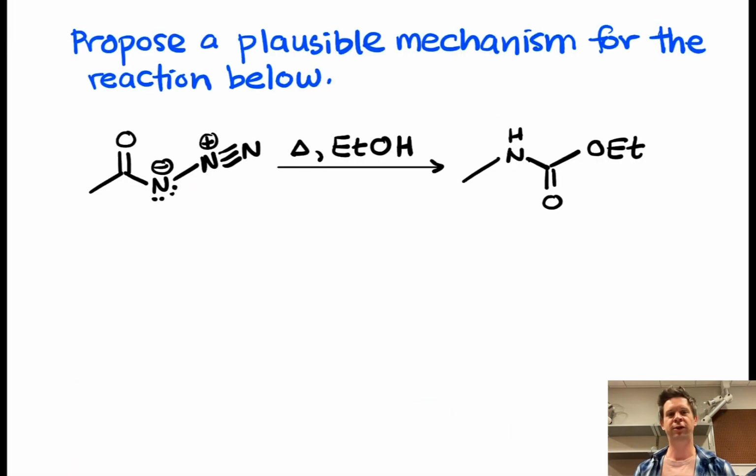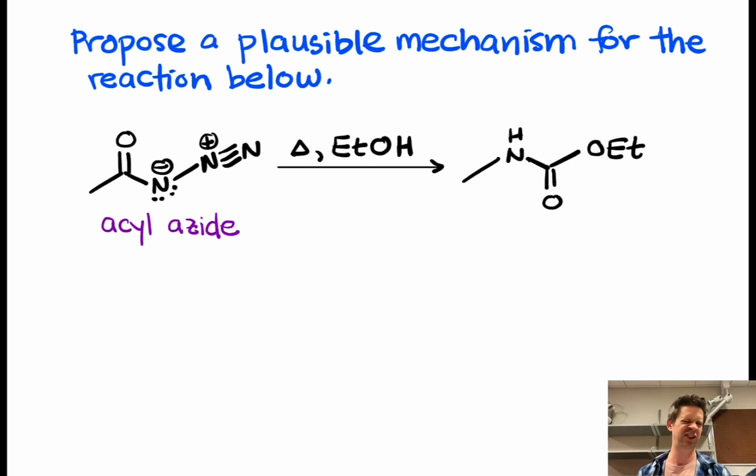Finally, here we're tasked with drawing a mechanism for this reaction. And one thing we should notice here is that what we're dealing with on the reactant side is an acyl group connected to N3. This is known as an acyl azide. It's very similar to the alkyl azide that we drew earlier in this video. It just has an acyl group connected to the azide instead of an alkyl group. And this has some interesting consequences.